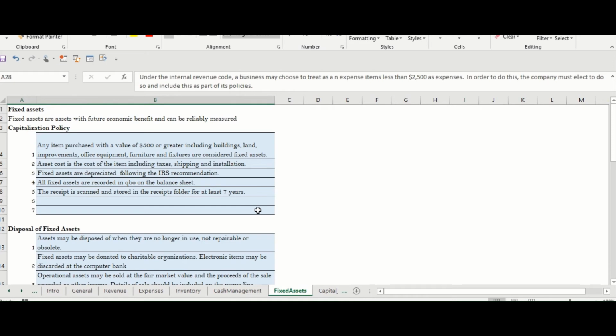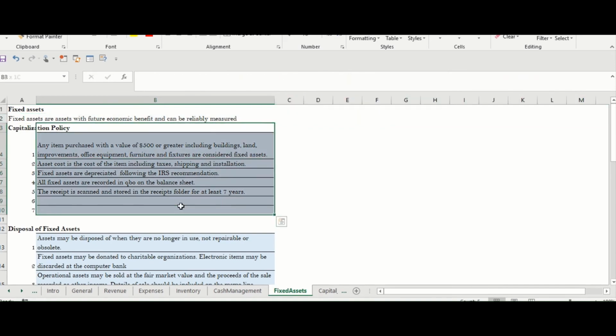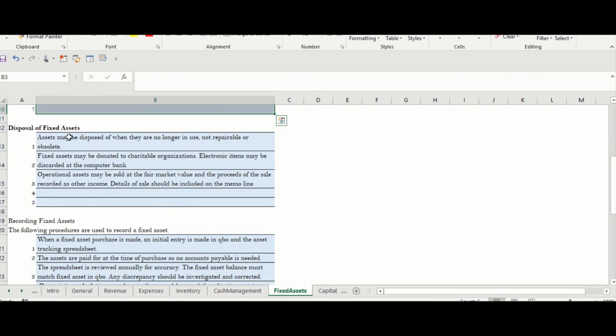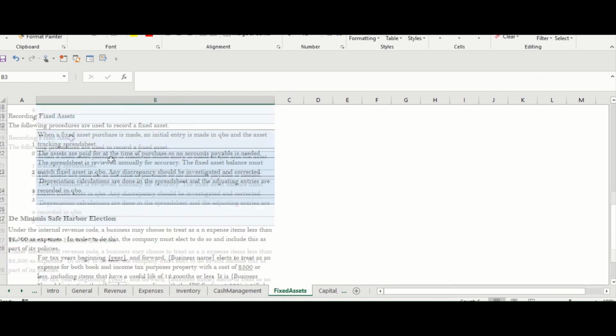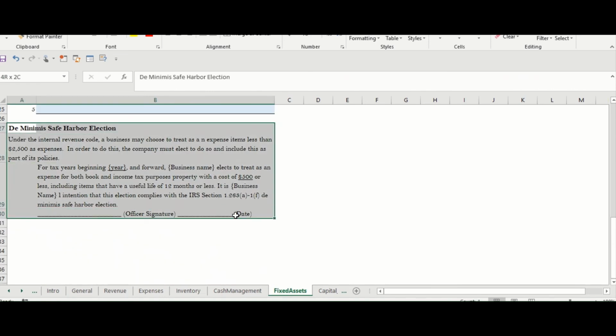Same with the fixed assets. What is your capitalization policy? If you're making a de minimis safe harbor election, as I talked about in another video, you do need to have this policy in place. It's a requirement by the law. When and how do you dispose of fixed assets? How do you record fixed assets? And here's a template for the de minimis safe harbor election.